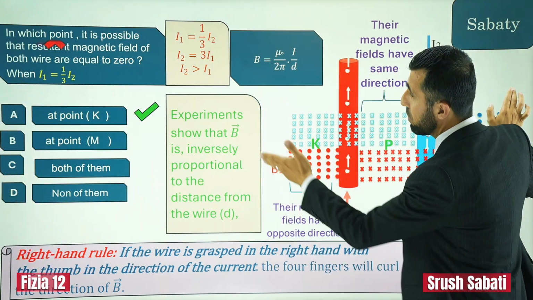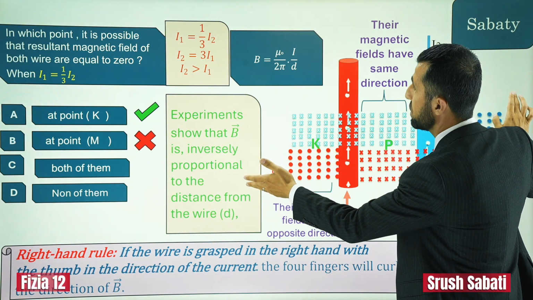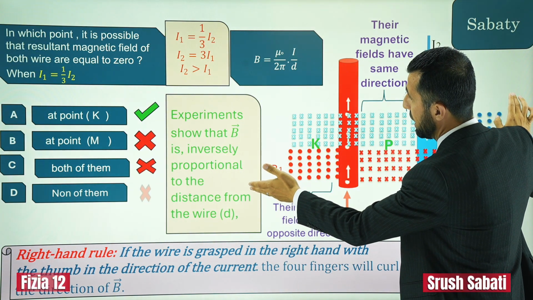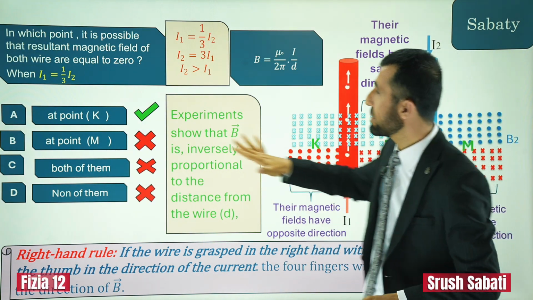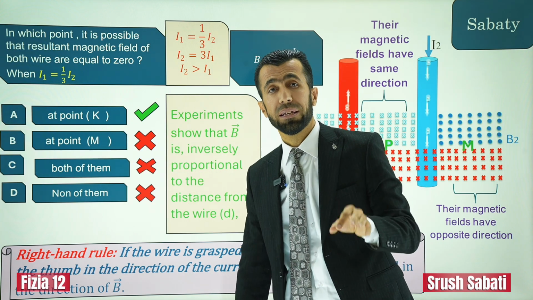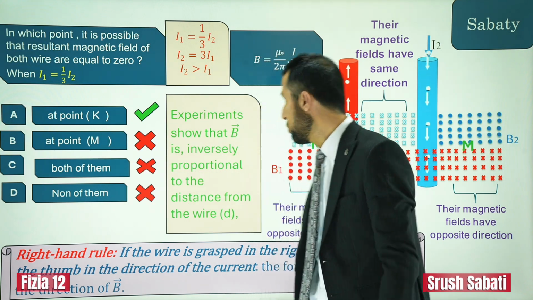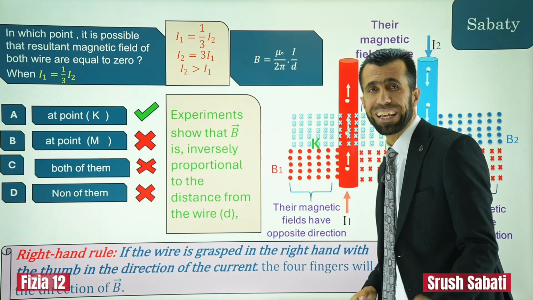Okay, what about the others? Of course, they are not. It's wrong. So the best answer, multiple choice A, is true. At which point? At point K.